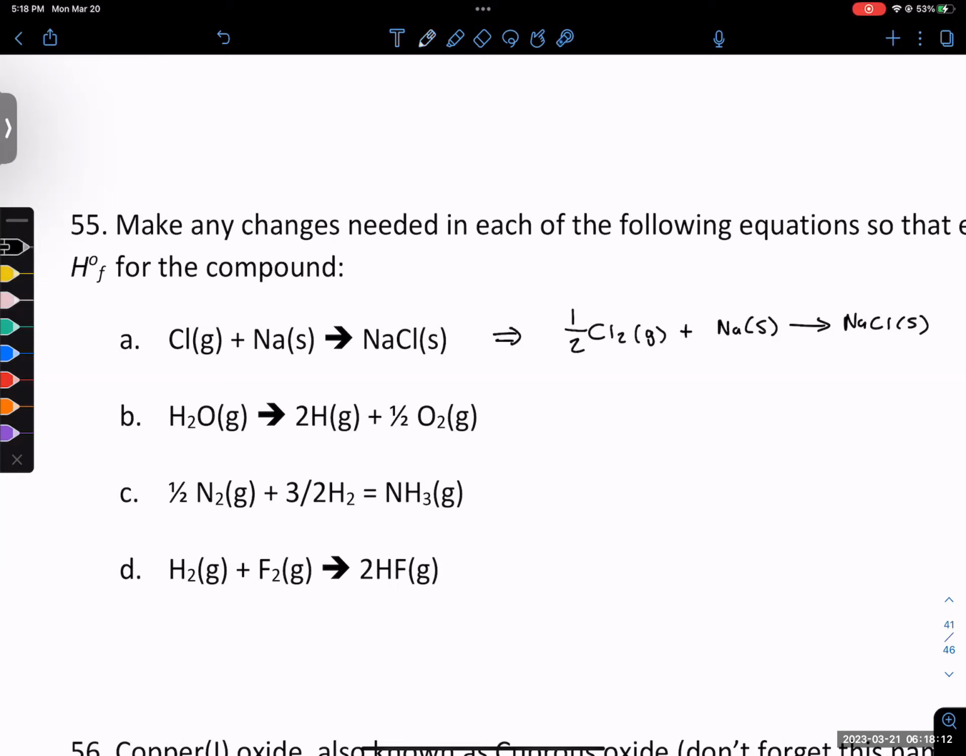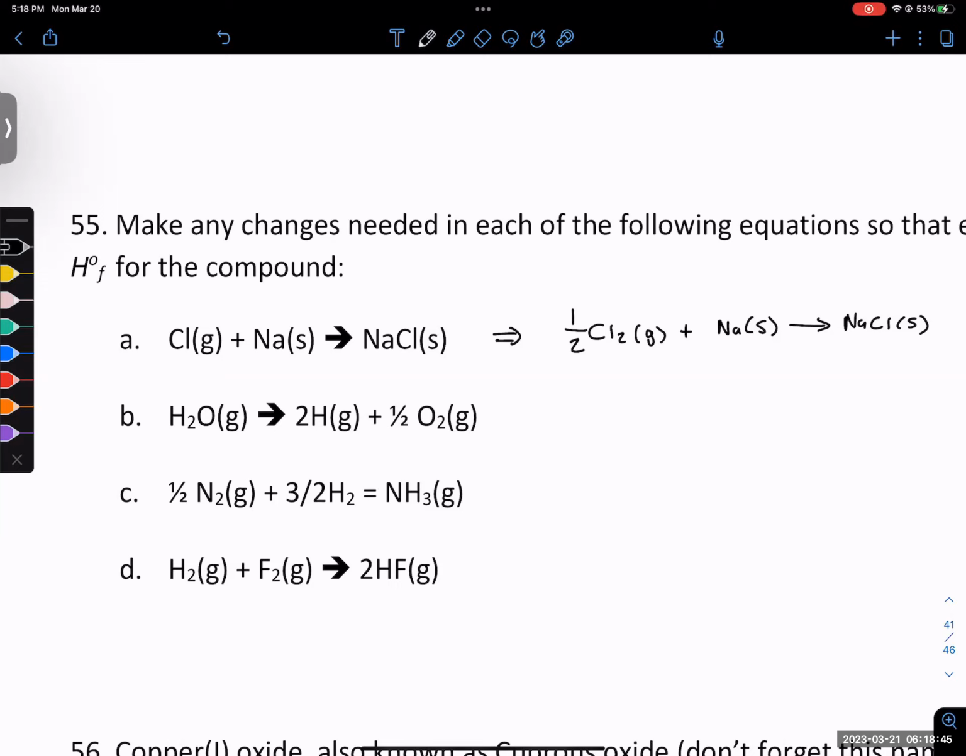All right. For B, what needs to change? The hydrogen. Okay, so hydrogen is diatomic, so it needs to go to H2, and anything else? Is it only 1 mole? 1 mole of product, yeah. 2 moles of hydrogen.